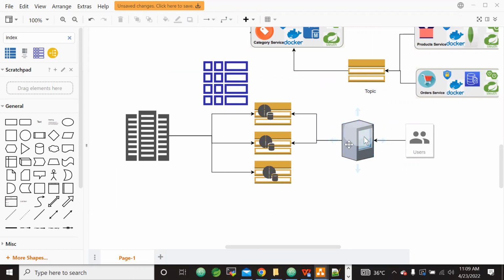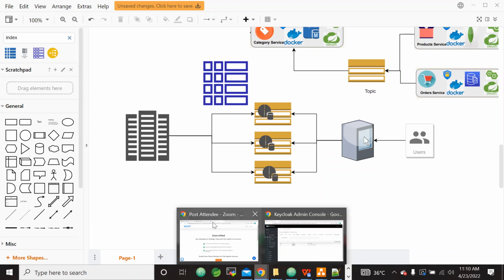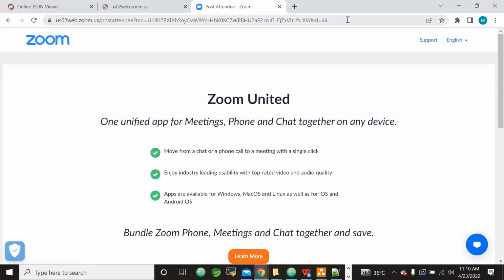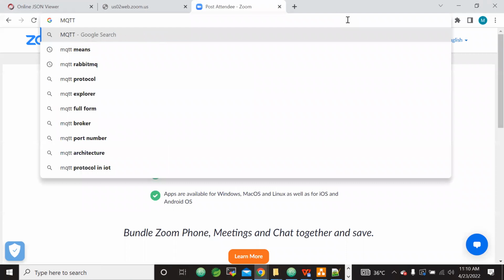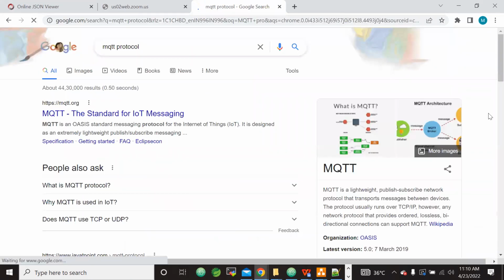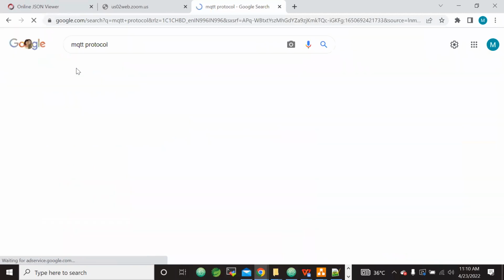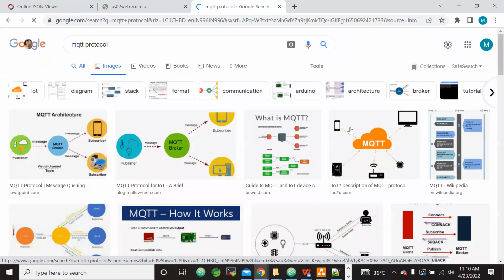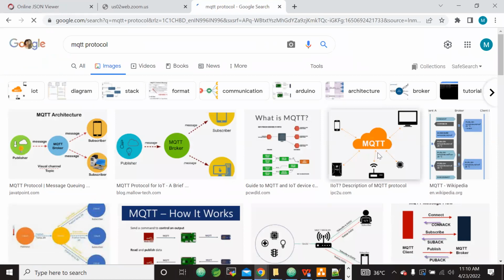Now there is one more thing we will see. Did you hear about the MQTT protocol? MQTT protocol is for device to device communications. Let me try to show one MQTT protocol view, just a simple diagram. This is the MQTT.